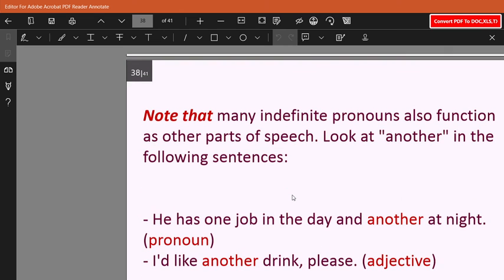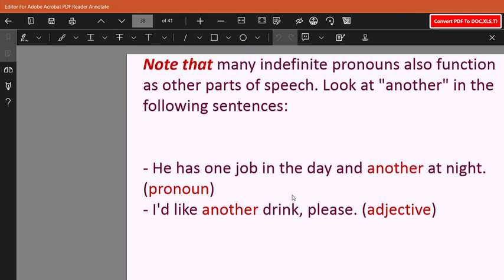Many indefinite pronouns also function as other parts of speech. Look at "another" in the following sentence. Here it is written that he has one job in the day, and another. Another means what? Another job. So without repeating the same noun, we are using another word in the absence of a noun, and that is why we can call it a pronoun.